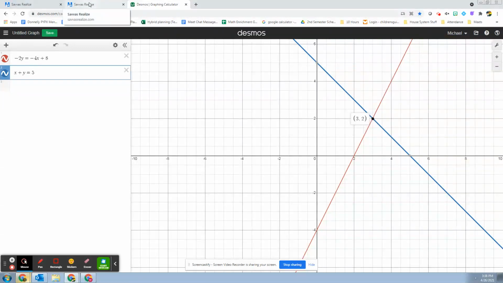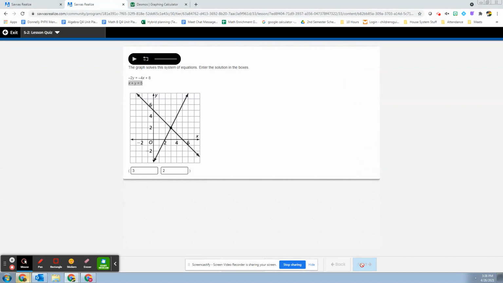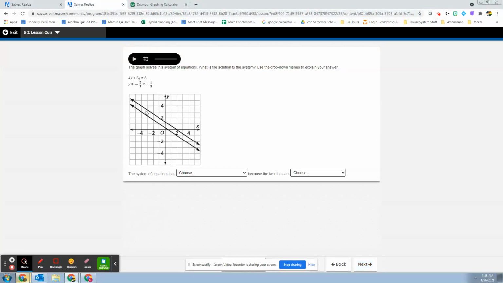Or you could graph lines that don't intersect, right? So say, for example, you have some lines that don't have a solution, like these ones here. This graph solves the system of equations. What is the solution to the system? Use the drop-down menus to explain your answer. So this system has no solutions because the two lines are parallel, and you can see they would never intersect.